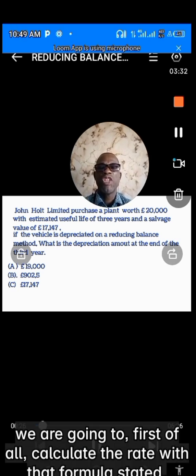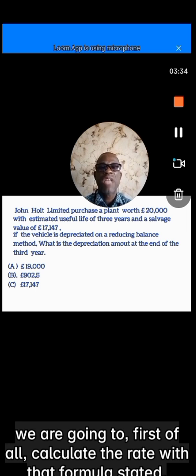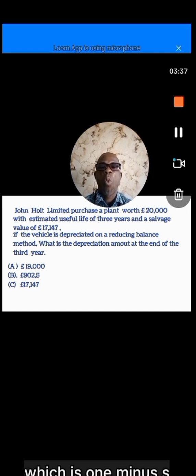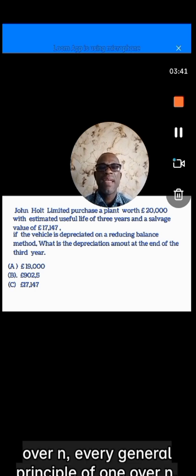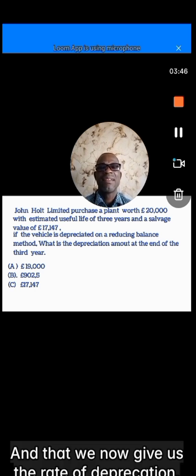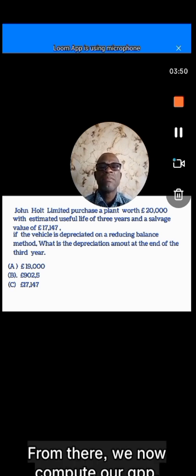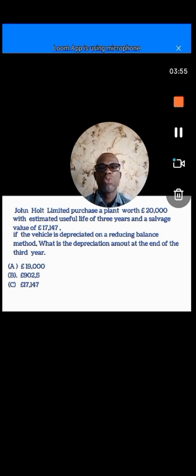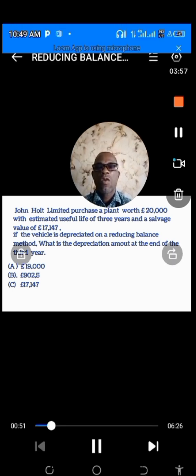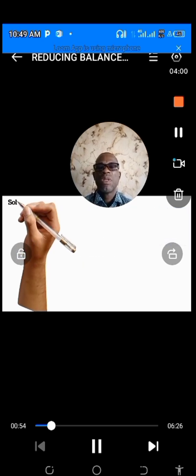So we are going to first of all calculate the rate with that formula, which is 1 minus S over C, everything raised to power 1/n. And that will give us the rate of depreciation. And from there, we will compute our depreciation schedule. Solution. We first of all compute the rate.